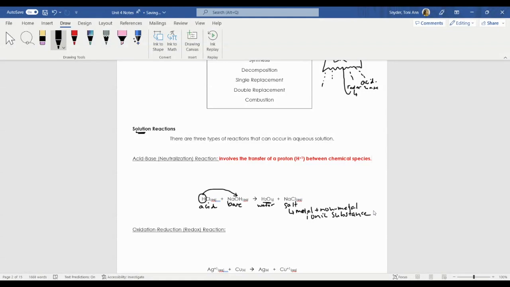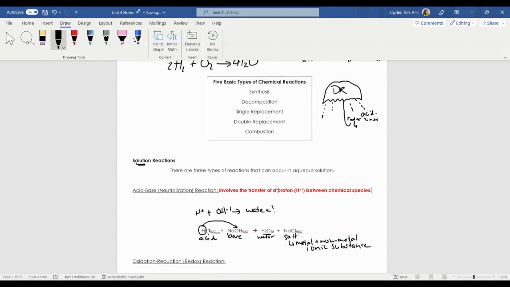This looks like a double replacement reaction, and it is. But more specifically, this is what we call a neutralization reaction. So we are transferring a proton from one species on the reactant side to another species on the reactant side. Typically, your hydrogen ions, we'll write this, and your hydroxide ions combine to form water. And that's a key indicator that a neutralization reaction has occurred.